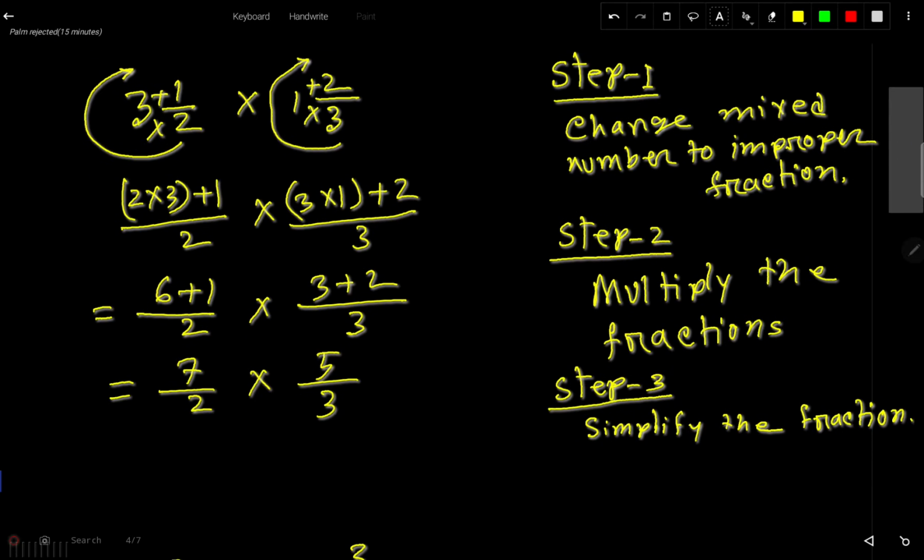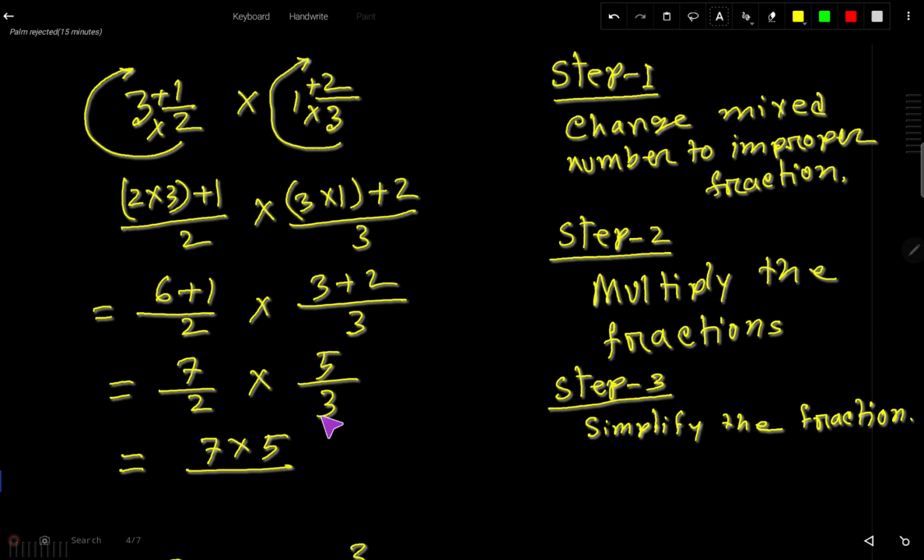In the second step, we have to multiply the fractions. This is a fraction, this is a fraction, but this is an improper fraction. Look here, the numerator is greater than the denominator. To multiply fractions, we multiply top to top and bottom to bottom. So 7 times 5 divided by 2 times 3. So we are getting here 35 divided by 6.